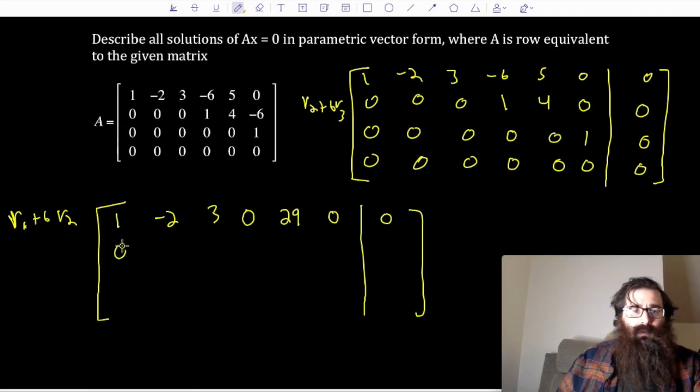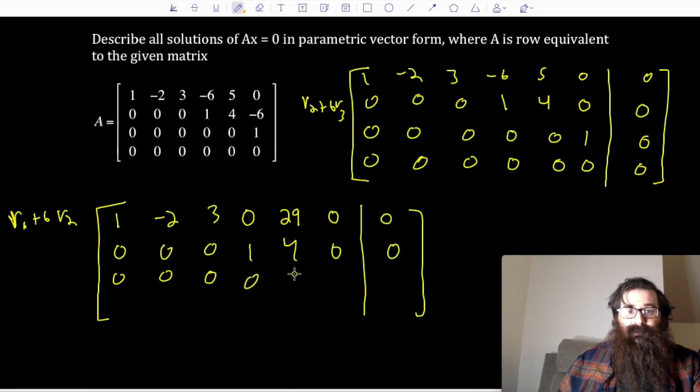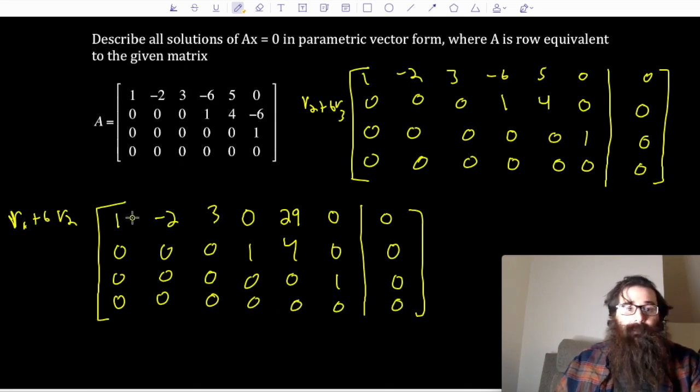So row 2 was 0, 0, 0, 1, 4, 0, augmented with 0. Row 3 was 0, 0, 0, 0, 0, 1, augmented with 0. And row 4 is my row of all zeros. And then augmented with 0. And let me check my pivots and their columns. Looks good. Pivot column looks good. Pivot column looks good.